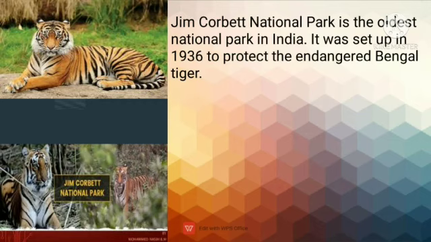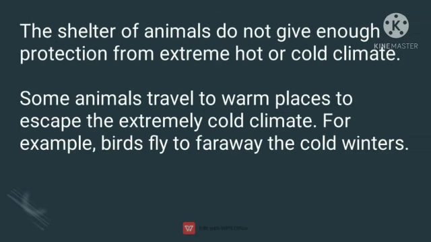Students, do you know this? Jim Corbett National Park is the oldest national park in India. It was set up in the year 1936 to protect the endangered Bengal tiger.